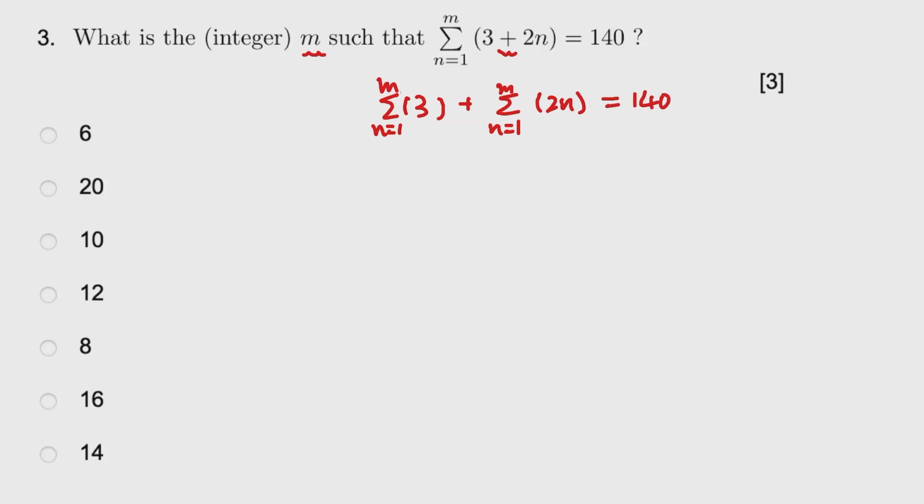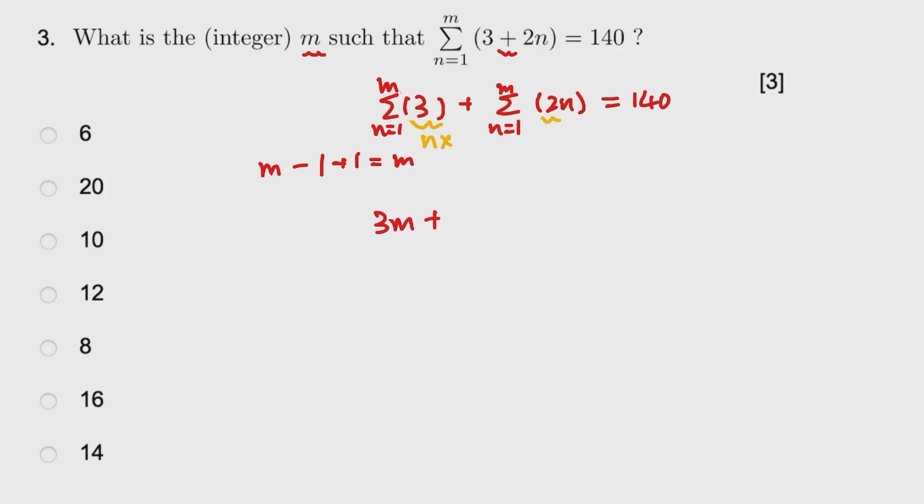Now, let's see how many terms are summed up in this question. We can calculate that number of terms by using the formula m, which is the upper limit, minus 1, which is the lower limit, m plus 1. So we have m terms here. And we find that 3 is independent of n. So the first summation is actually adding m lots of 3's together. And the result is just 3m.